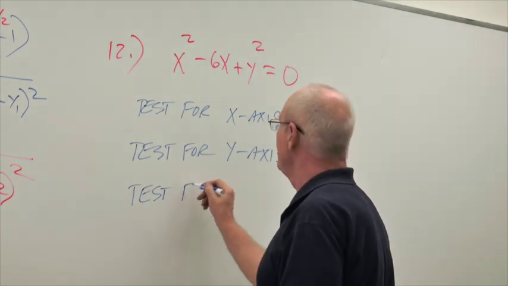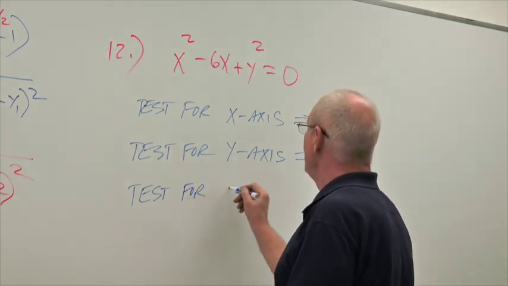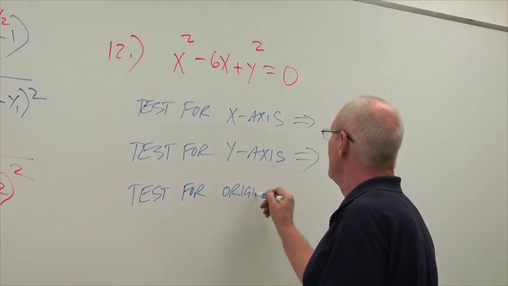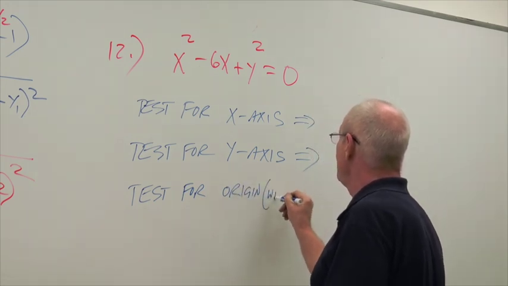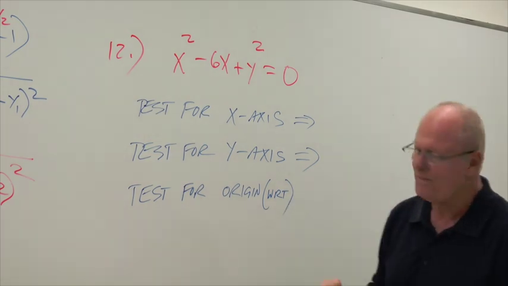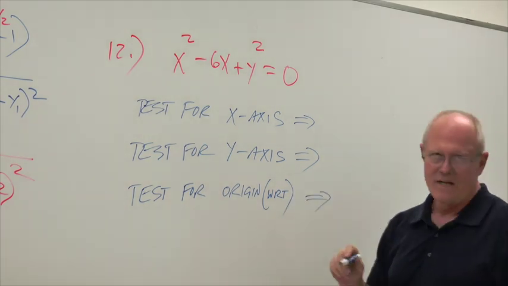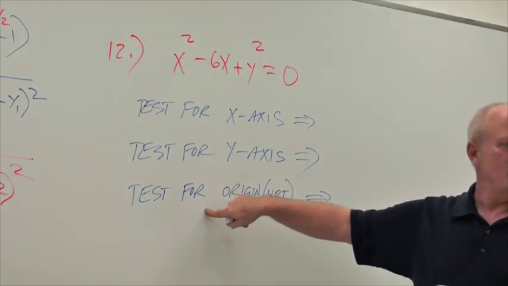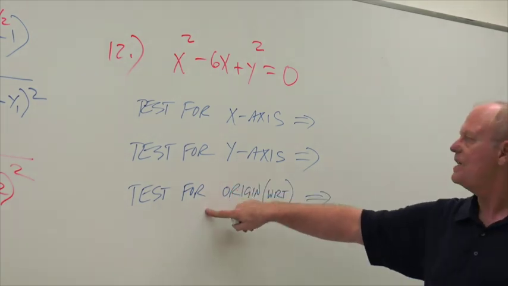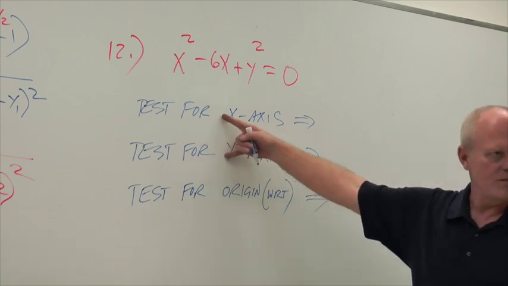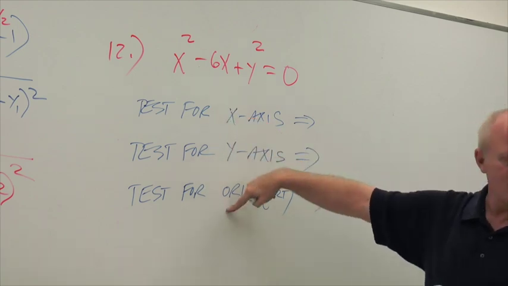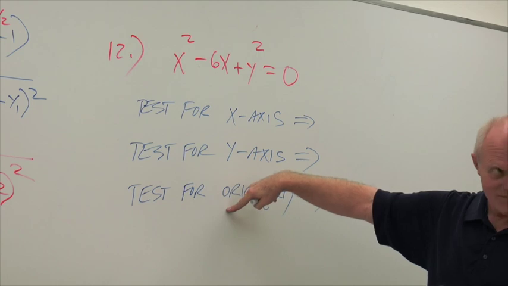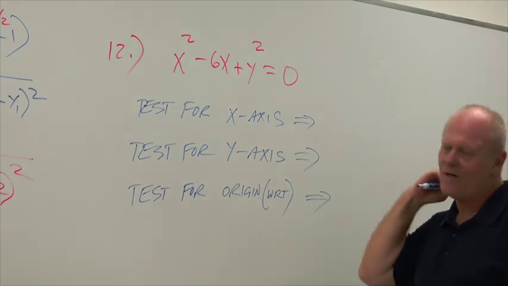Okay, for origin, I'll say with respect to the origin. So there are your 3. Now, very simply put, in order for you to have symmetry with respect to the origin, you have to have both of these. And if you have both of these, it's also what? Right? Okay.